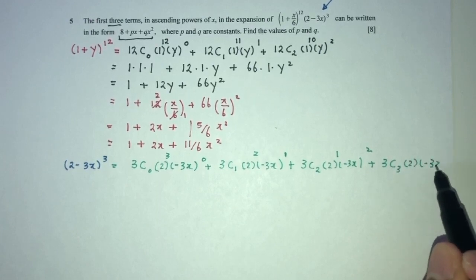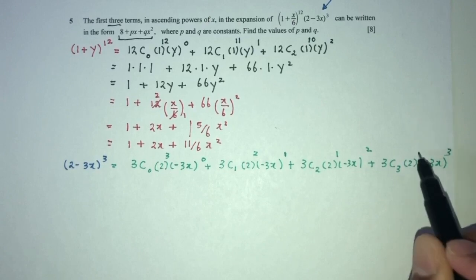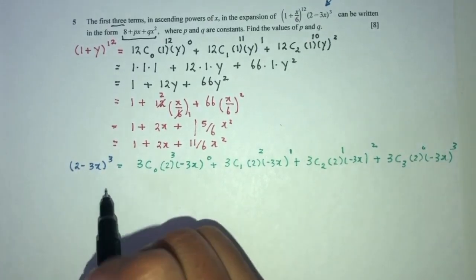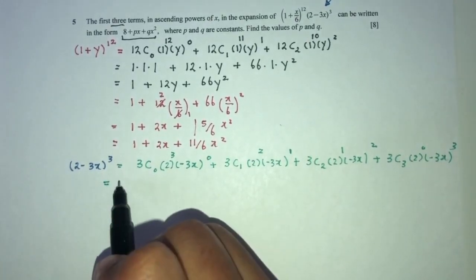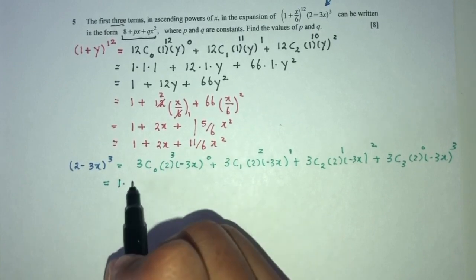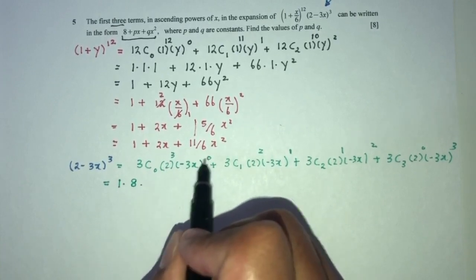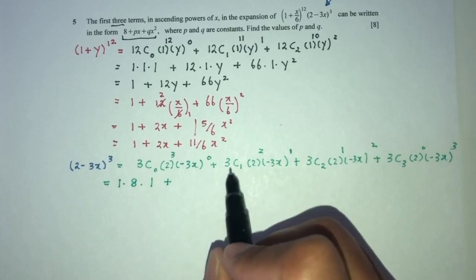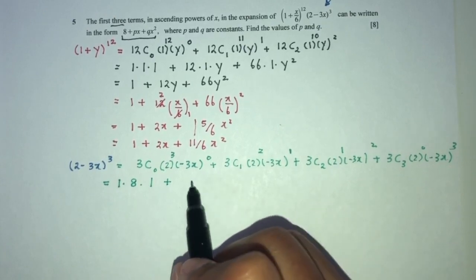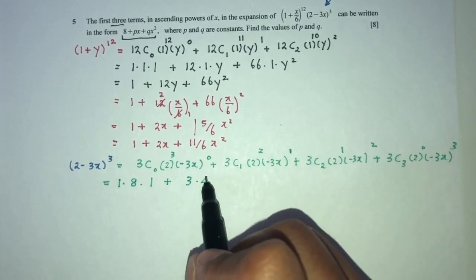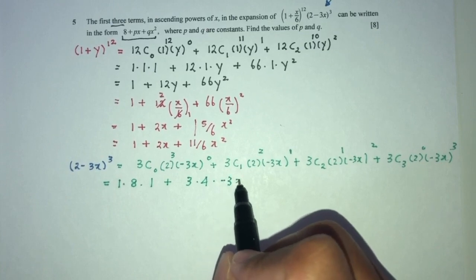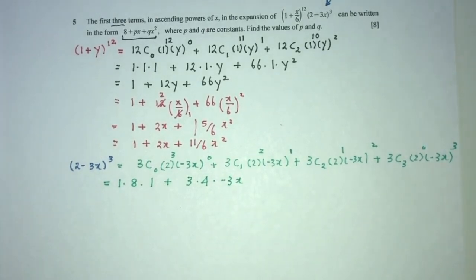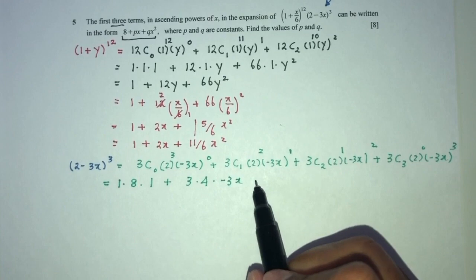Because that's only one thing extra, so that will be 3 here and that will be 0. Okay, so let's simplify. 3 combination 0 will be 1. 2 power 3 will be 8, and anything power 0 is 1. 3 combination 1 is 3. That will be 4, and that will be minus 3x. So basically, step by step. It's not that complicated right now.